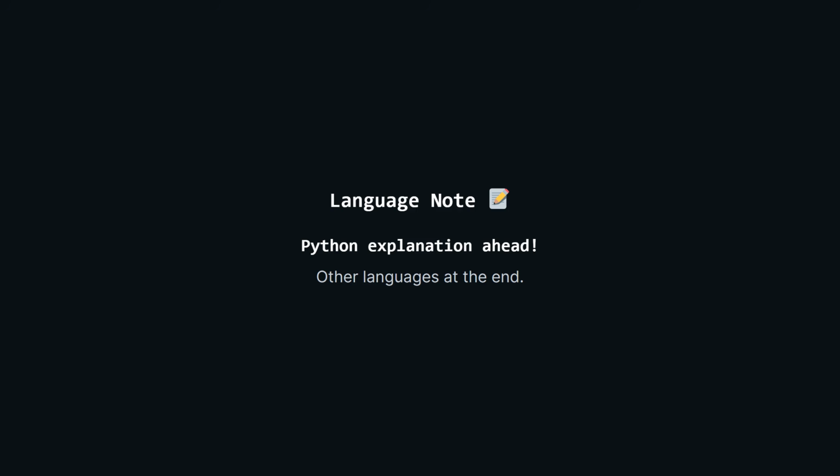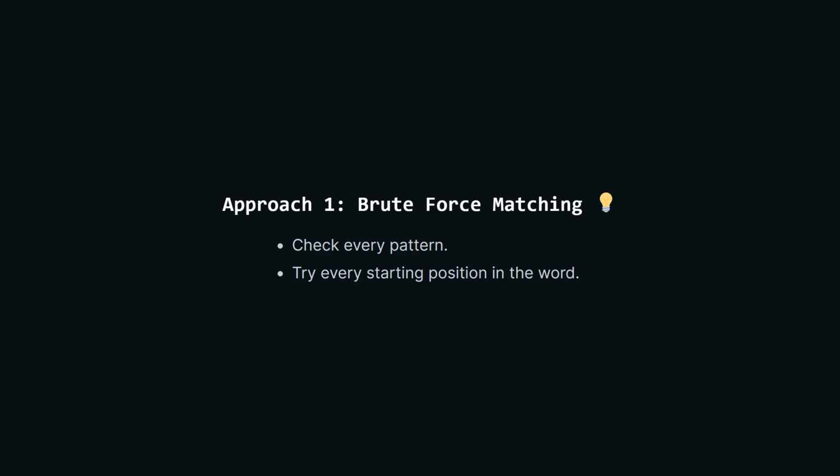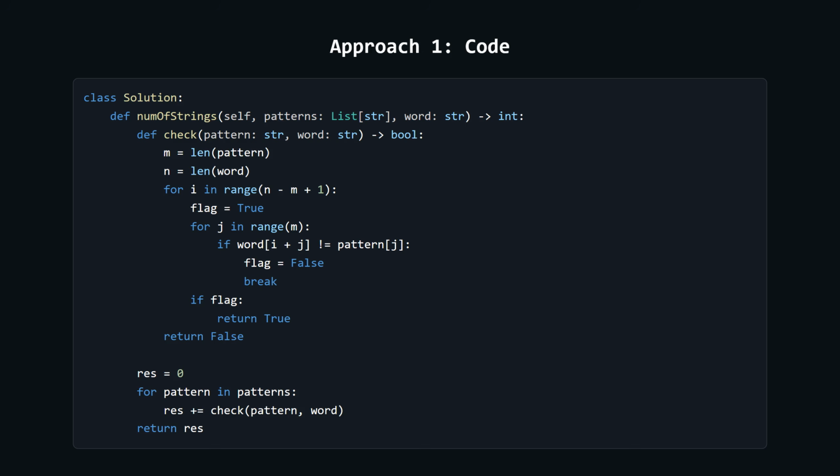As always, we will be walking through the logic using Python, because it reads a lot like English. But don't worry, I have the full code for Java, C++, and JavaScript ready for you at the end of the video. Let's start with the most intuitive way to solve this. Approach 1, brute force. For every pattern, we just check every single possible starting spot in our main word to see if it fits. Here is the full code for this brute force method.